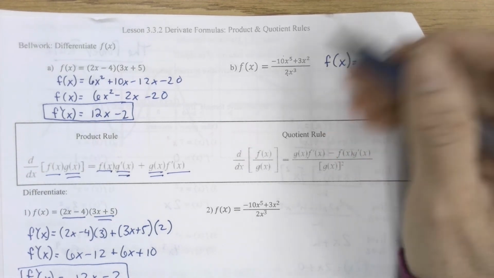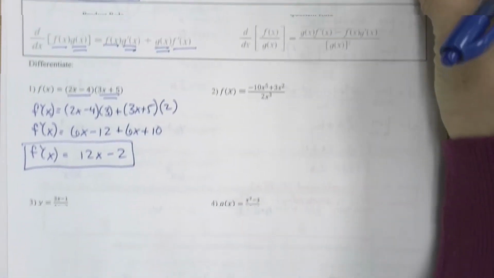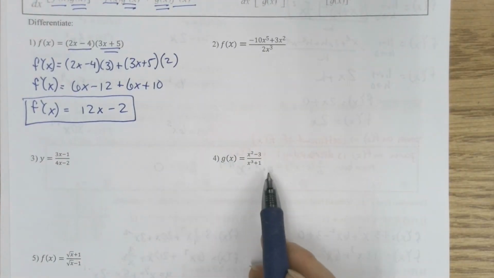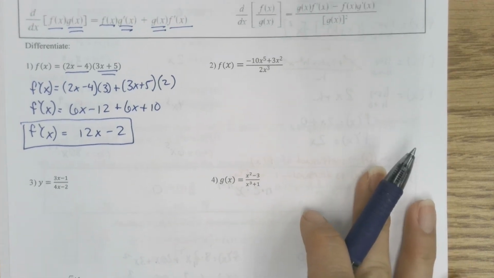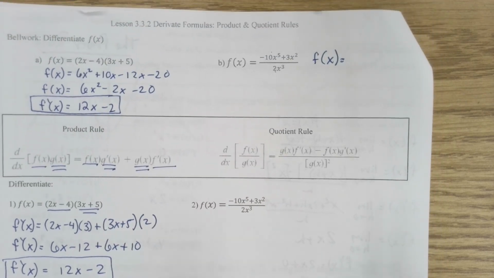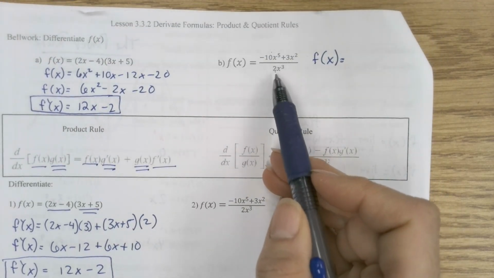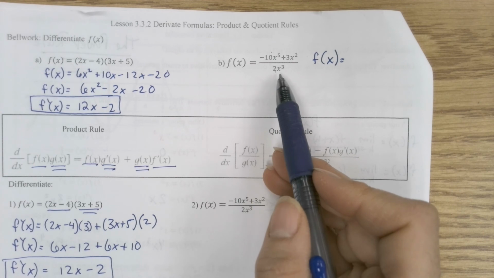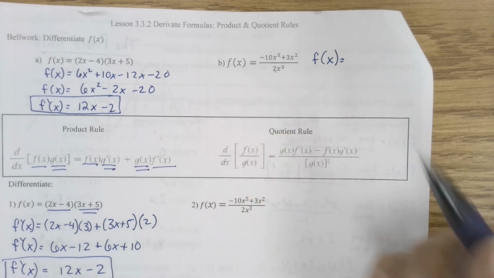Now, I don't have that ability if I'm looking at an expression like number 4, where I have a binomial on the bottom. We can't divide these individually and get a polynomial left. So this technique of rewriting and applying my power rule only works when you have a monomial on the bottom.